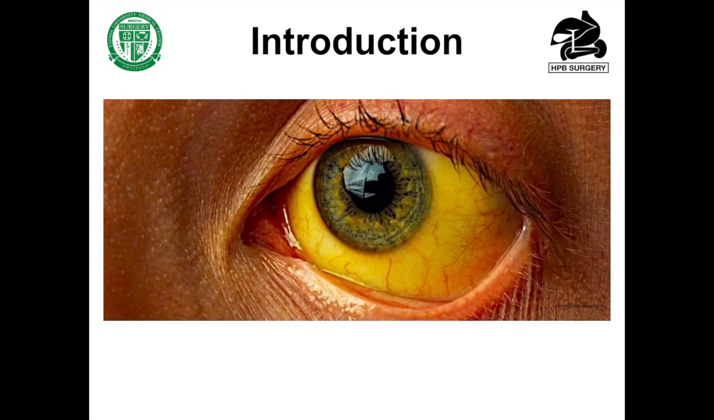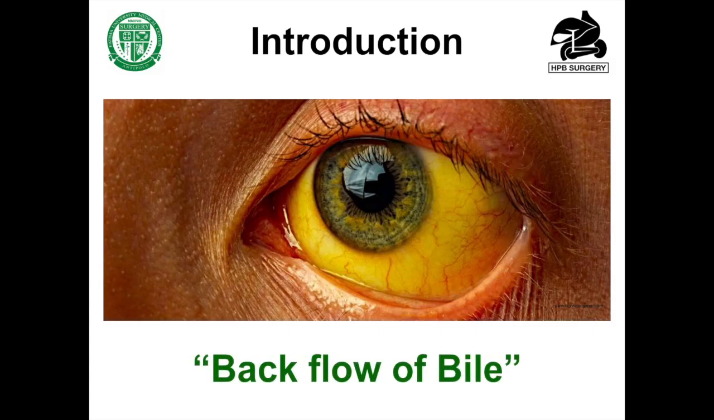Oftentimes, we discuss obstructive jaundice, and when asked how direct hyperbilirubinemia occurs, we always hear the answer, it is due to the backflow of bile to the bloodstream. The question is, do we really know the specific details of this process? This is now the purpose of this lecture: to explain the pathophysiology of direct hyperbilirubinemia in obstructive jaundice.